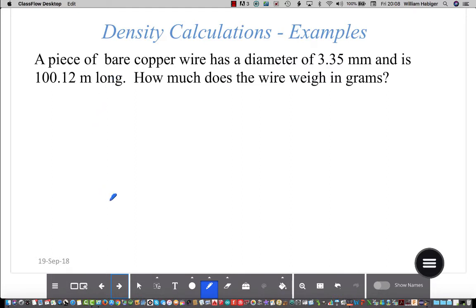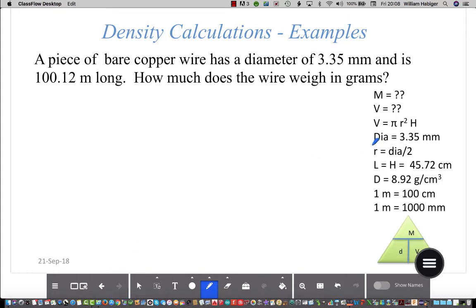So we have to stop and think, what geometric shape is a wire? It's not a rectangular prism. It's not a sphere. It's a cylinder, right? So we have to use our cylinder equation for volume, which is pi r squared times h. So we're looking for the mass eventually. They don't give us the volume, but they give us a way to calculate the volume.